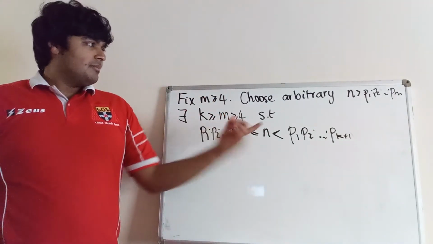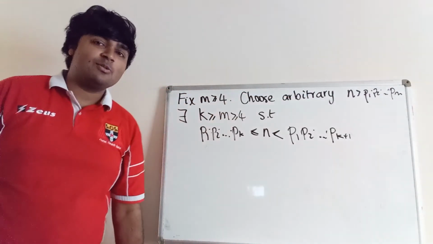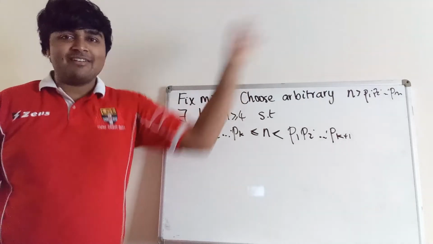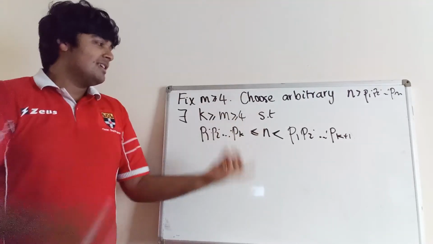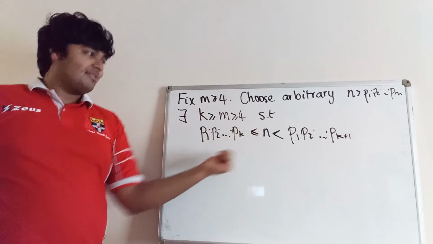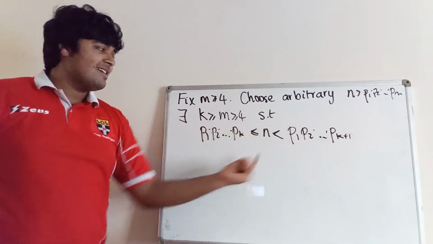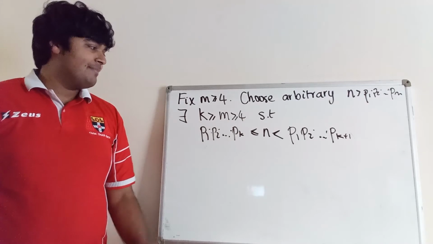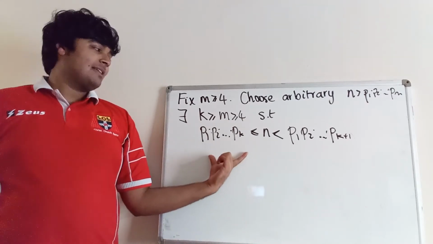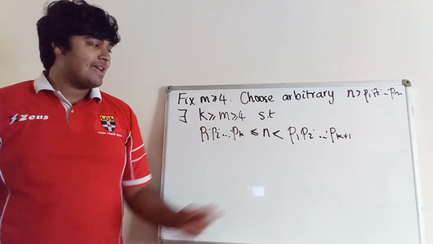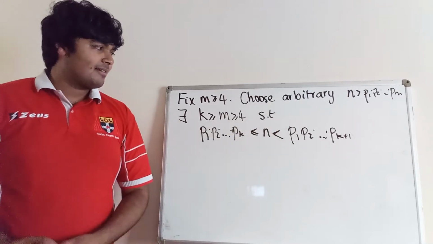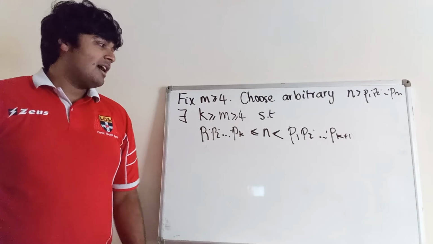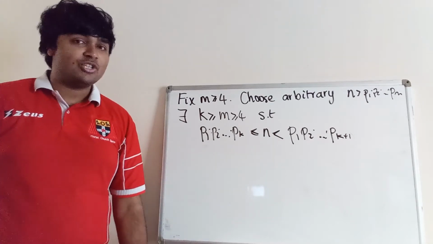Okay, so n is bigger than p1 times p2 times all the way up to pm. If we split the real line into these blocks, where each block is an interval of this form, n is going to fall into exactly one of them. So there exists k such that n is bigger than or equal to p1 times all the way up to pk, but less than the next one, p1 times p2 all the way up to pk plus 1. Anyway, first thing I'm going to do is find a bound on Qn.